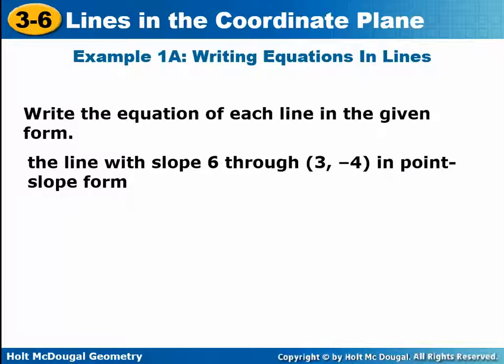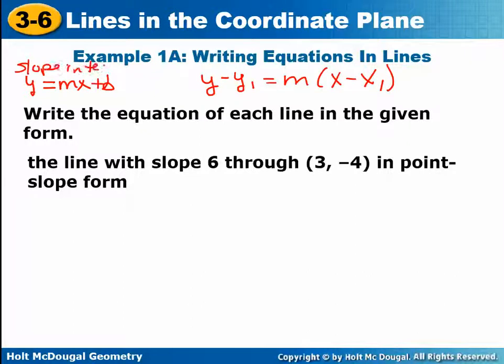All right, we are going to write the equation of each line in the given form. So first of all, let's write down our forms. Slope-intercept form is y equals mx plus b. Point-slope form is y minus y1 equals m times x minus x1.